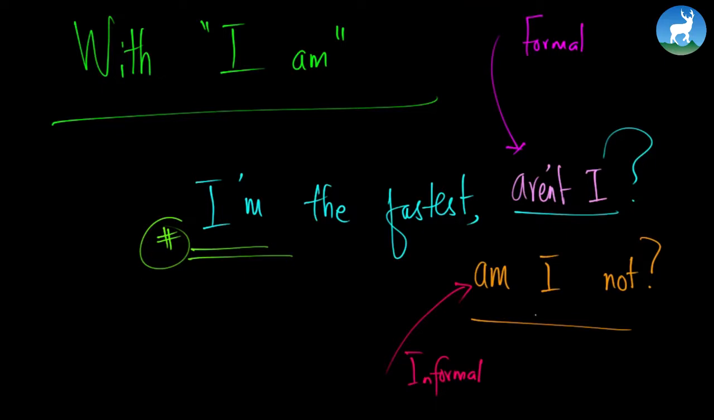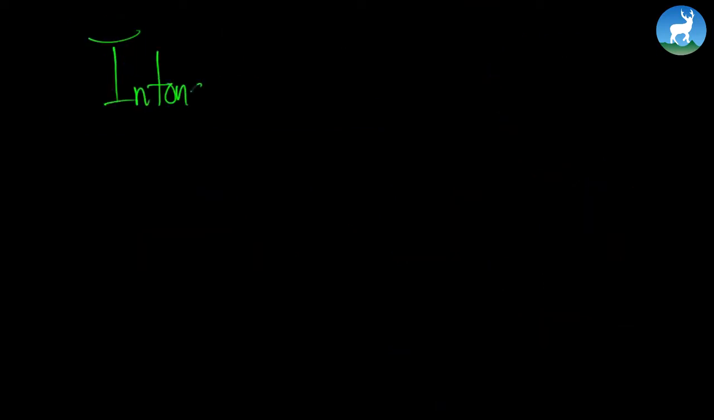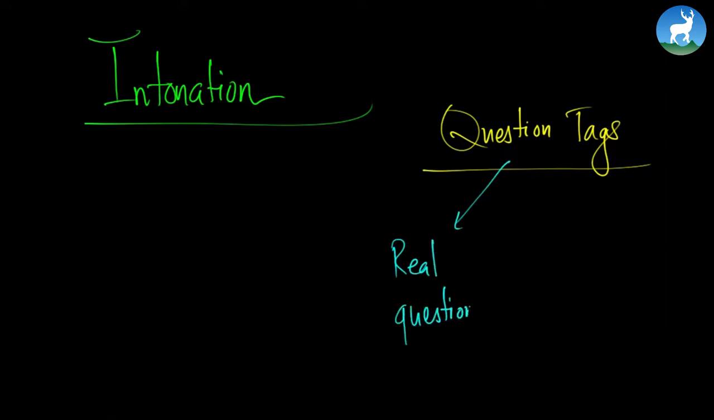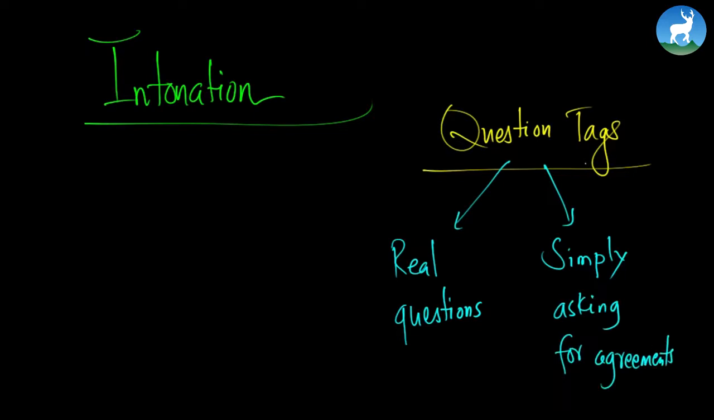Now, let's talk a bit about intonation. Question tags can either be real questions, where you want to know the answer, or simply asking for agreement when we already know the answers. So basically, question tags could be of two kinds. First are real questions. Second are simply asking for agreement.